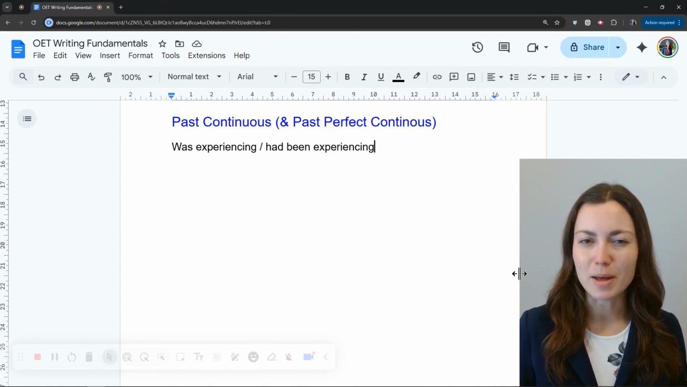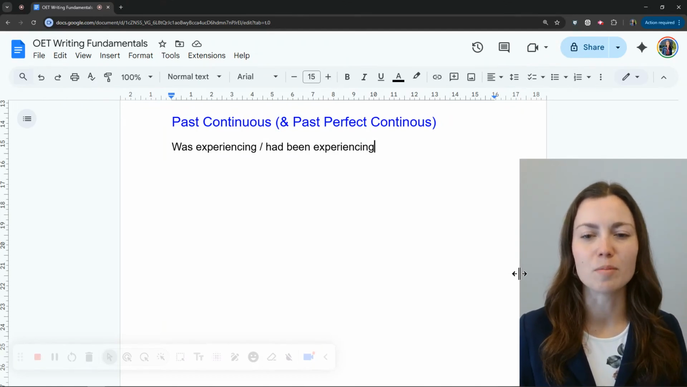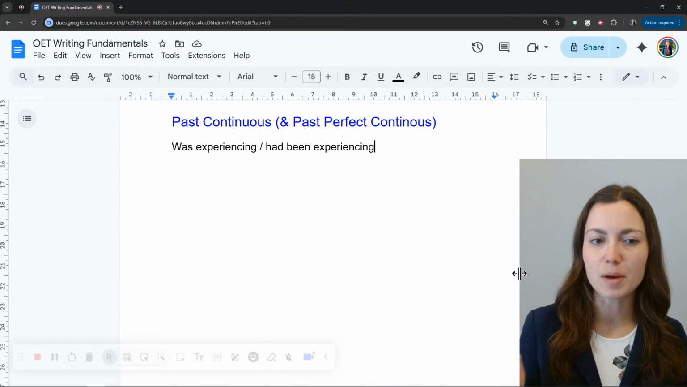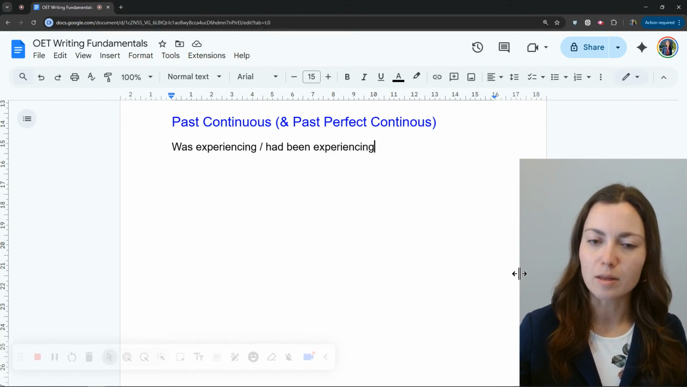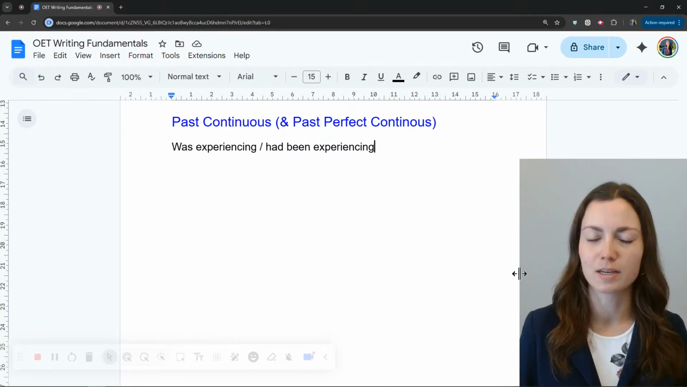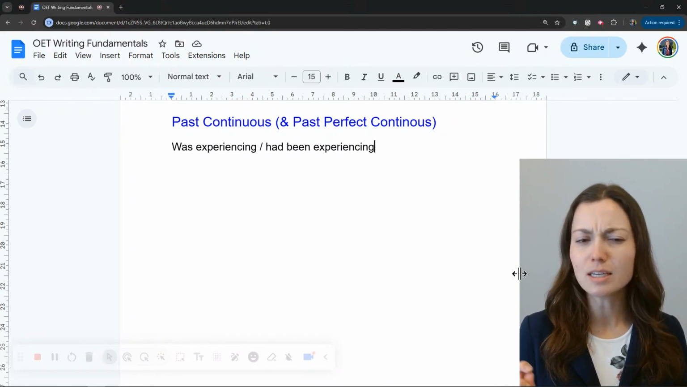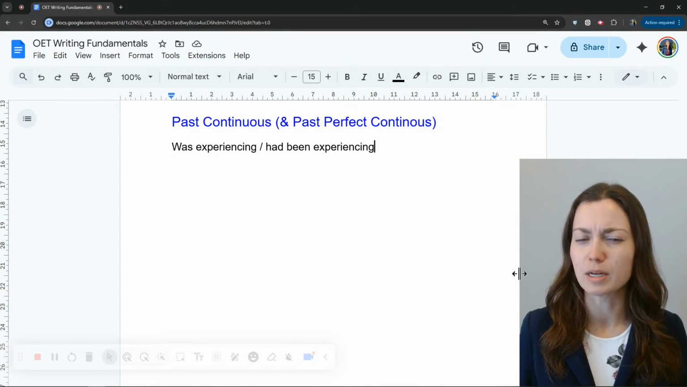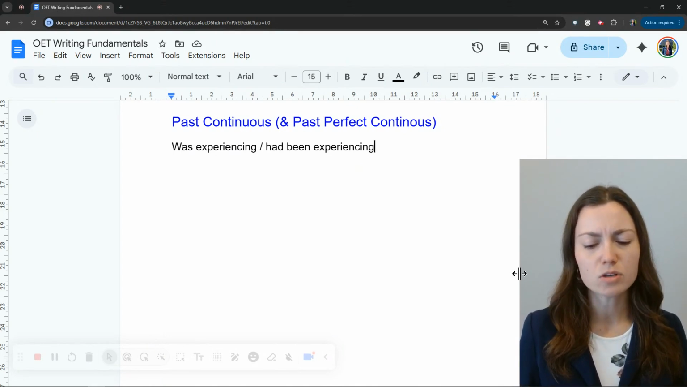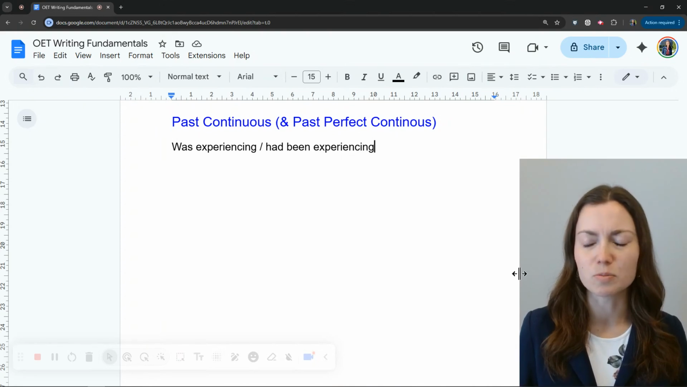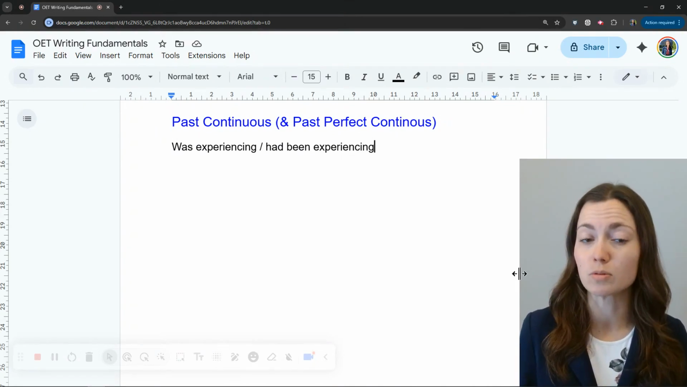Now that we've looked at the past simple, it's time to talk about a more challenging tense, the past continuous and the past perfect continuous. Now, here's the good news. These ones are not all that common in the OET, and I'll tell you the specific scenarios by which you are going to use them.